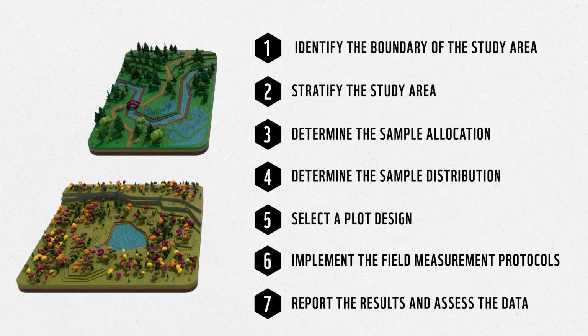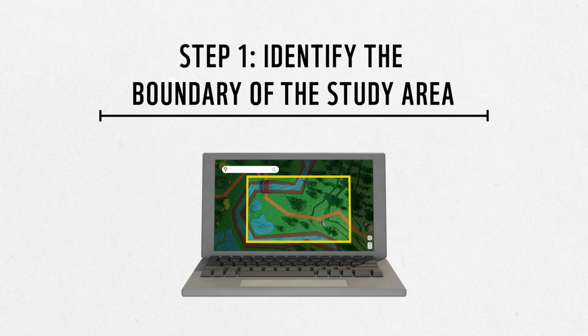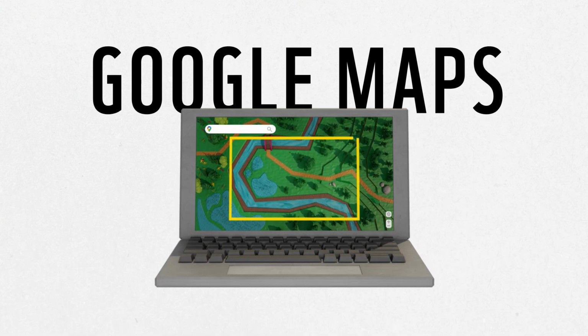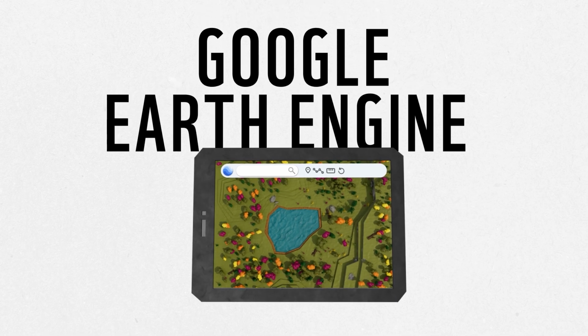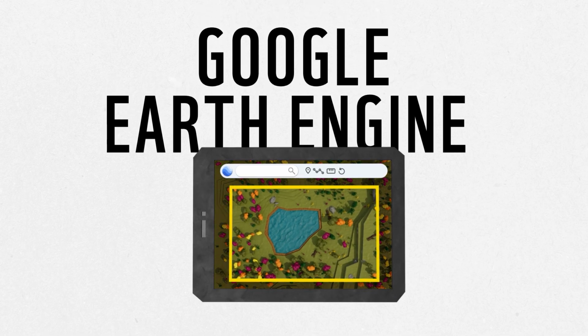Step 1 is to define your study area. You'll want to use mapping software to determine the total study area in square kilometers. The accompanying guide has information on all the tools required for this step. Pine Valley used Google Maps to draw their area. It's straightforward and easy to share with others. They defined a study area of about 8.5 square kilometers. Earth Trackers used Google Earth Engine, a more advanced tool, to define their area. Their study area is much larger, 96 square kilometers.